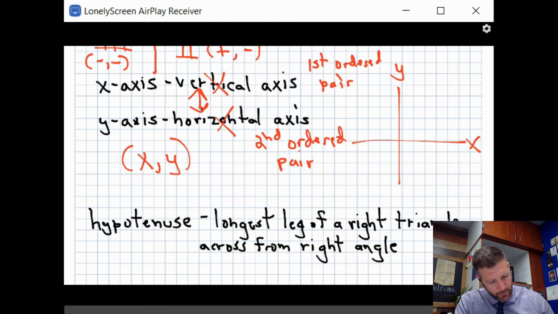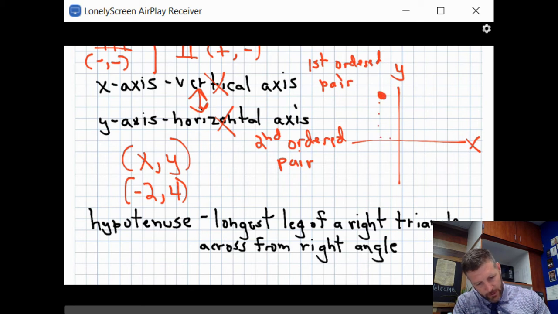So if we had an imaginary coordinate of, say, negative 2, 4, the x would tell me to go back 2, 1, 2, and up 4. So back 2, and then 1, 2, 3, 4. So negative 2, 4 would be right here. Or maybe just do one other example. The coordinate 1, comma 5. That would mean I'd want to go horizontally 1 and then up 5. 1, 2, 3, 4, 5.